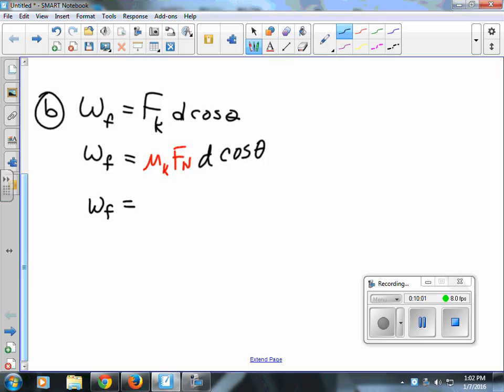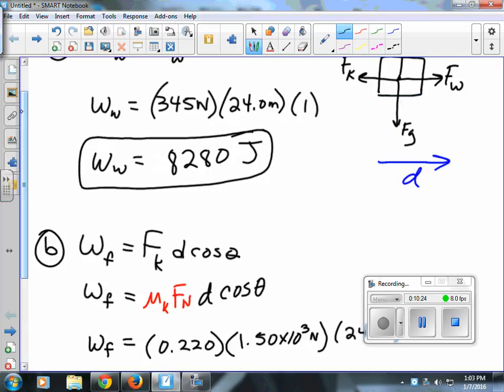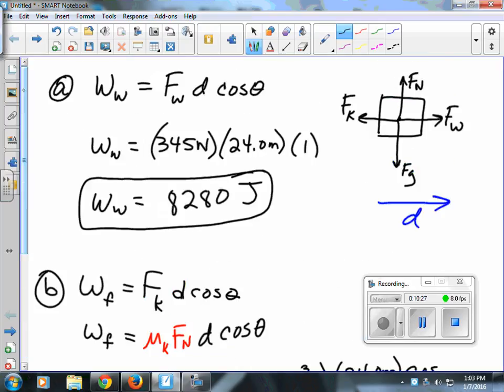Okay, so what's the coefficient of friction? 0.220. Okay, what's the weight? 1.50 times 10 to the third newtons. And the distance was 24 meters. All right. Now, look at the diagram again. In what direction is the distance? Positive. In what direction is friction? Negative. Opposite.